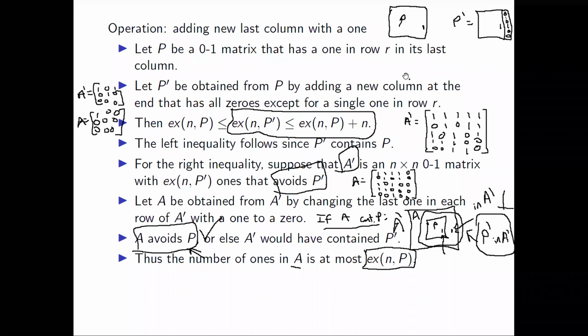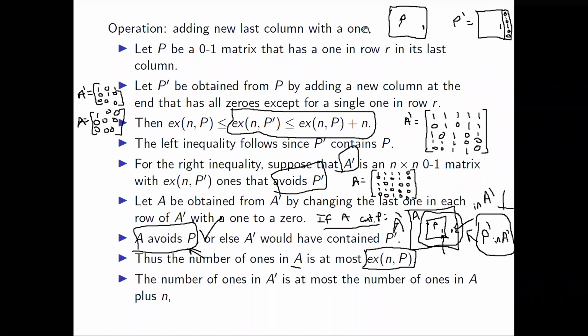We have another fact relating A and A prime. We can say that the number of ones in A prime is at most the number of ones in A, plus n. And that's because to get A from A prime, all we did was delete at most one 1 from each row of A prime. And A prime has n rows. We removed at most a single 1 from each row. So we only removed at most n ones in total from A prime to make A.